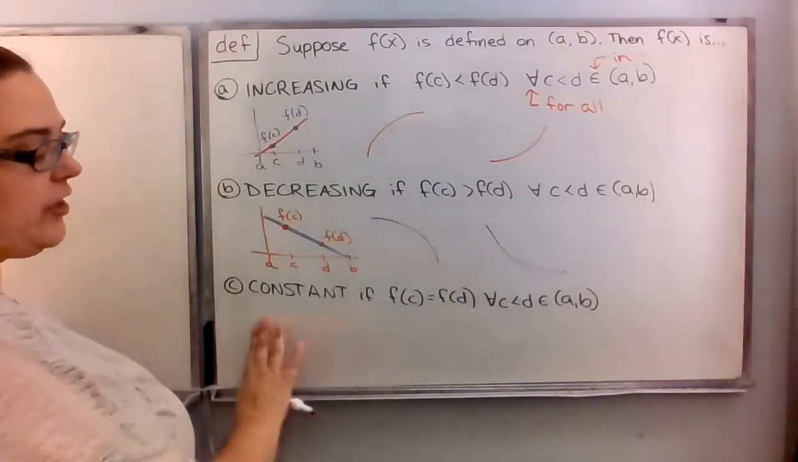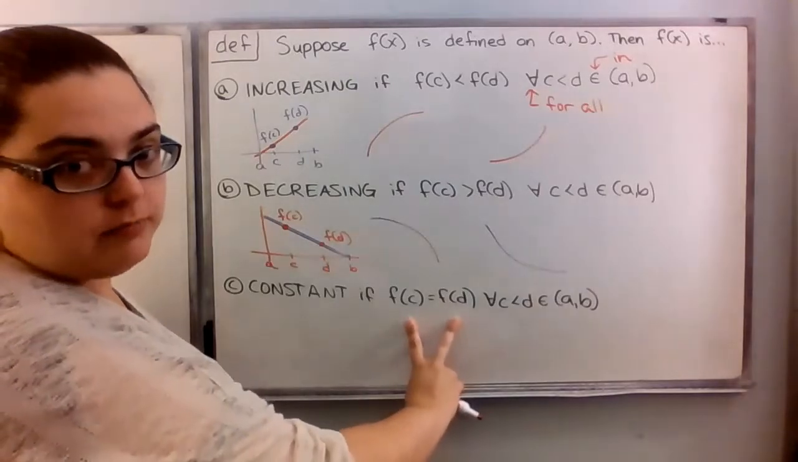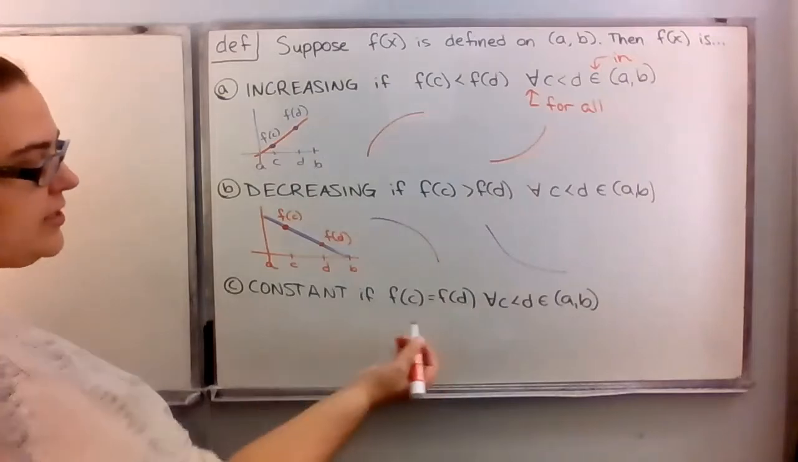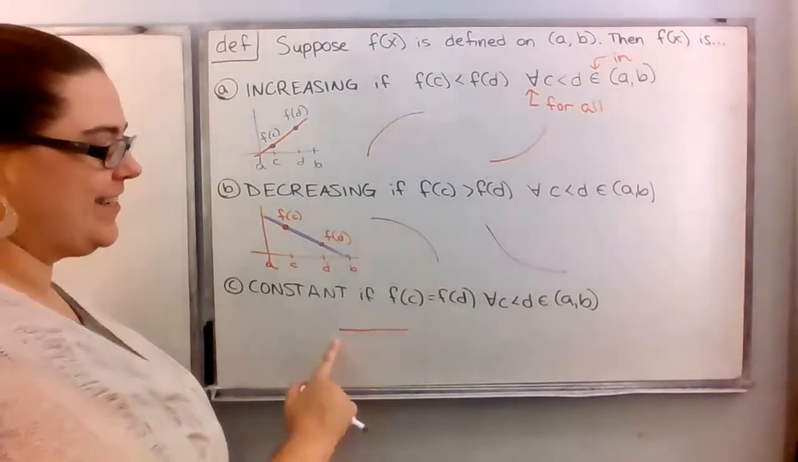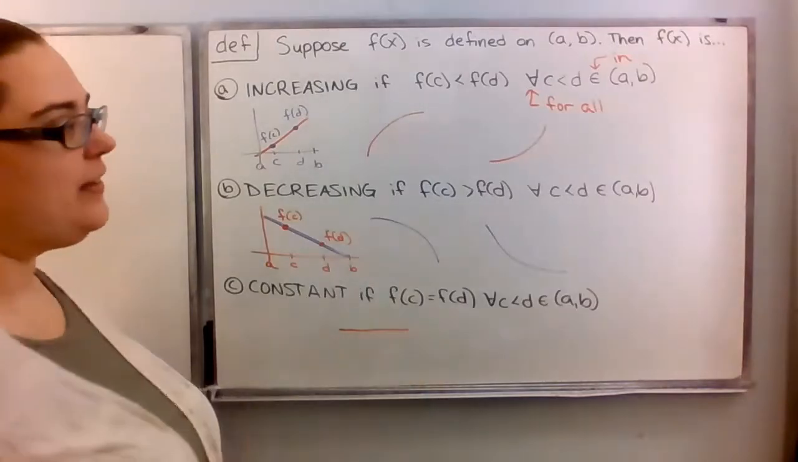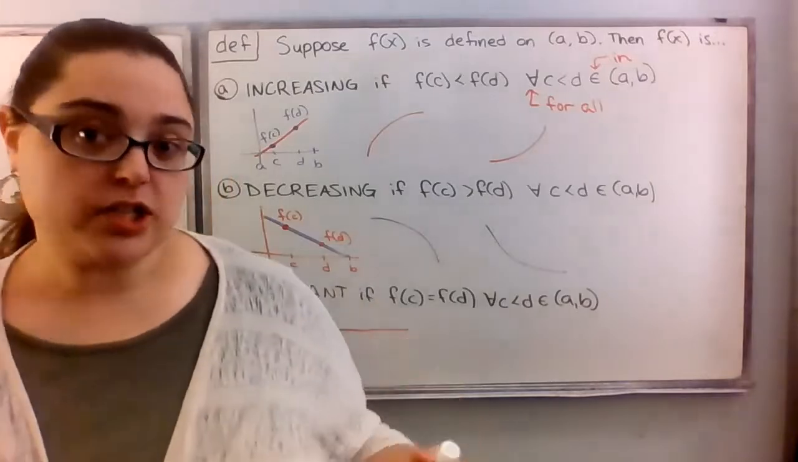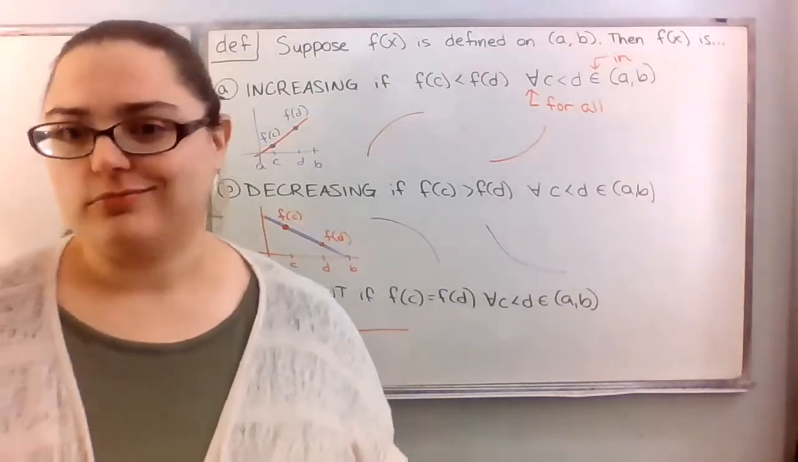And a function is constant on an interval if all the y values are the same for each of those x values. So a constant function is just going to look like a horizontal line. All right, so let's do an example where we look at a function and we try to identify when it is increasing, when it is decreasing, and when it is constant.